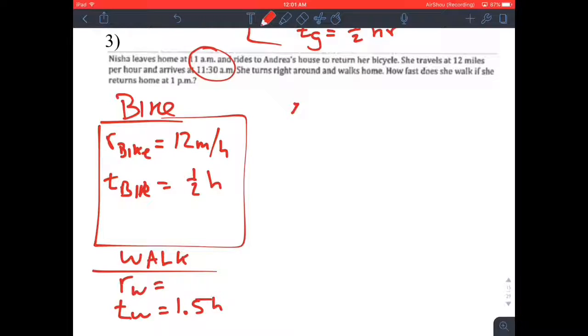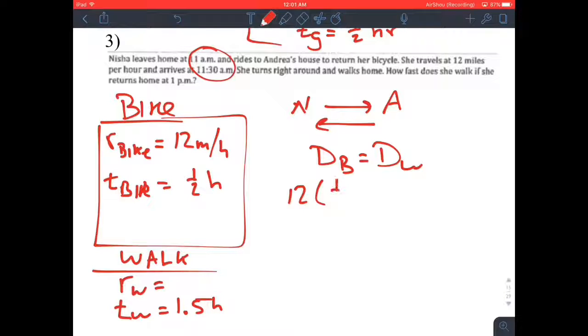She starts at her house, goes to Andrea's, and then goes from Andrea's back home. So we know that the distance that she bikes has to equal the distance that she walks. Distance is rate times time. So she went 12 miles per hour for half an hour. The rate at which she walked, we don't know, but we know she did it for 1.5 hours.